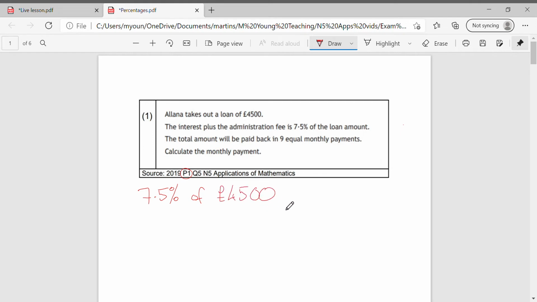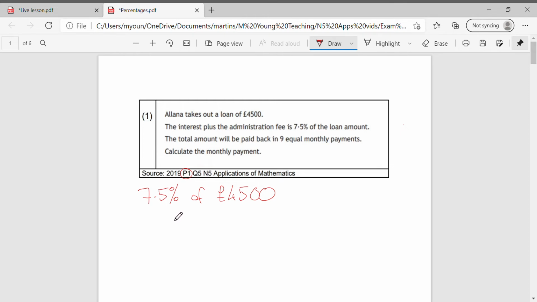A couple of ways that I could go about doing this, and this is non-calc. You've got to think, well, how can I get that 7.5%? Well, I could work out 10%. From 10%, I could divide it by 4 to get 2.5%. Take that off. That would be one way. I could also try and convert it into a decimal. I could also treat it as a fraction. So there's a couple of ways.